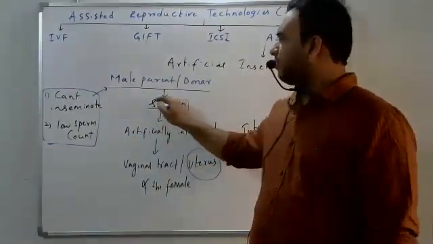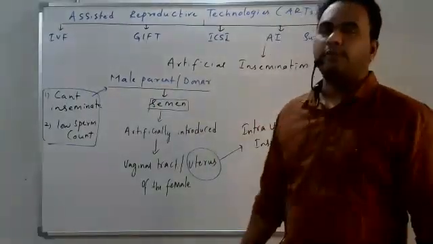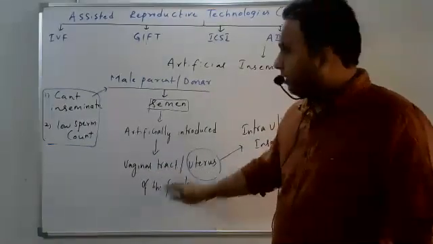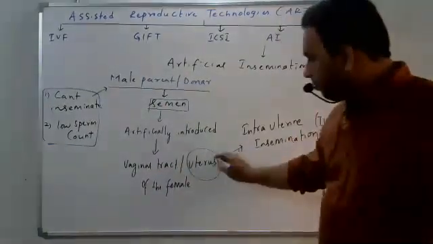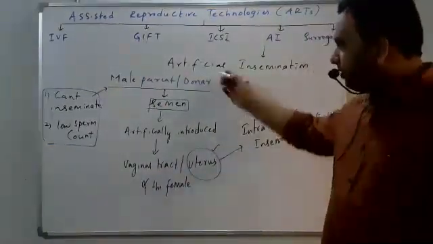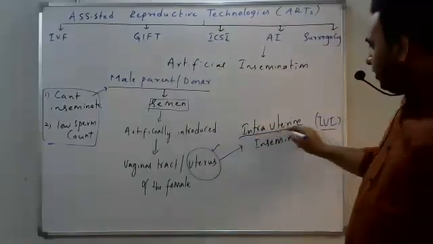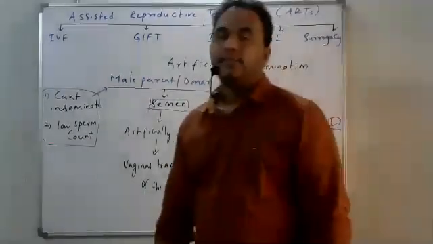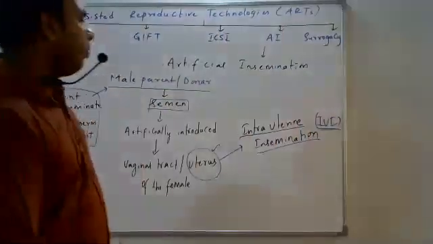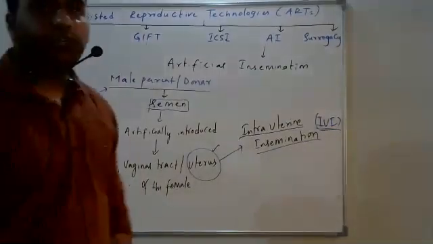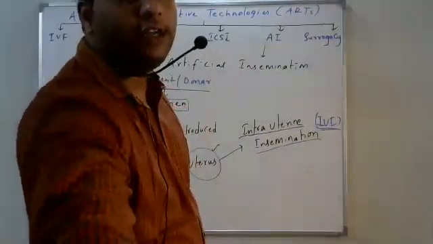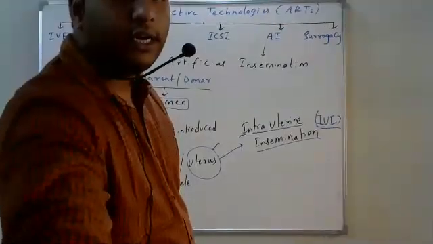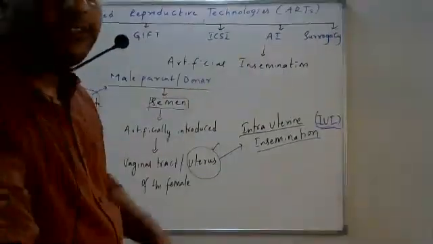Semen is collected either from the male parent or donor and artificially introduced into the vaginal tract or uterus of the female. If this artificial insemination is performed into the uterus, it is called intrauterine insemination, that is IUI. Okay, so hope you understood the artificial insemination process. It is just now completed, and we are going to study the next topic.